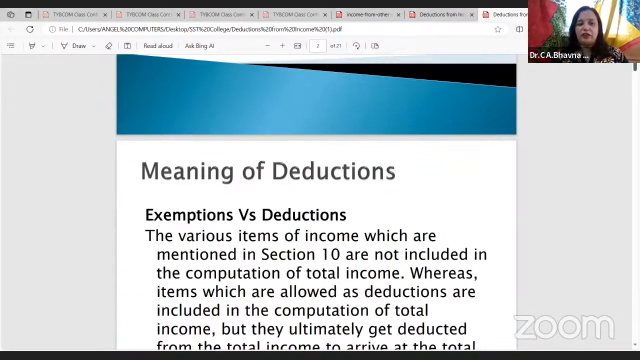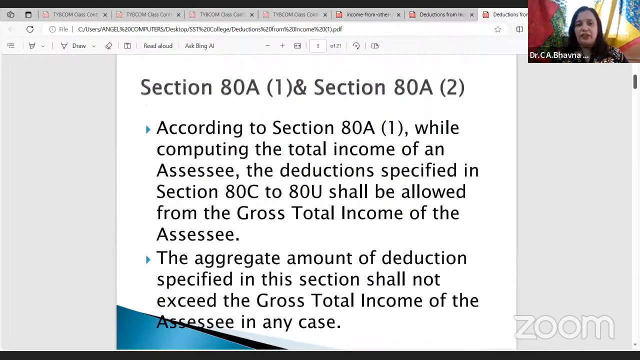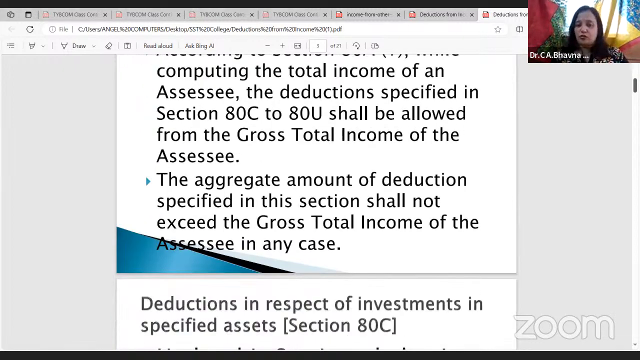It starts with section 80A. Section 80A says your deductions cannot exceed your gross total income. Whatever amount of deductions you have, it should be up to your gross total income. You cannot have deductions more than your gross total income.